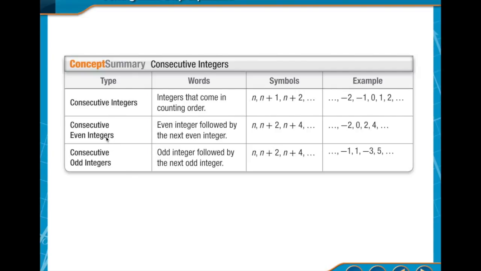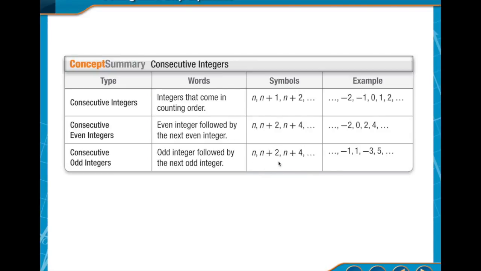For consecutive even integers, we're going to skip a number. So it's our first number, then we skip one, then we go to the next number, and two more, and two more. So when we write the symbol for that, it's some number n, then that number plus 2, then that number plus 4. If you think about it, 0 is a number, then we add 2, that gives us 2. Then we add 2 more, that gives us 4. So those are our consecutive even integers.